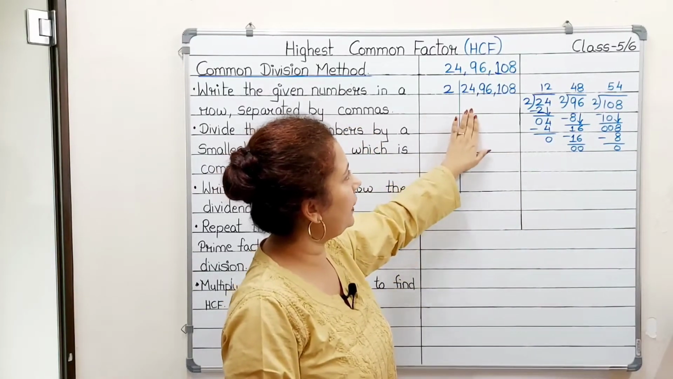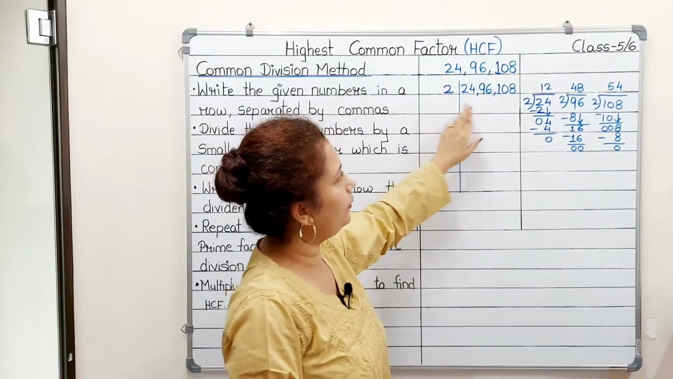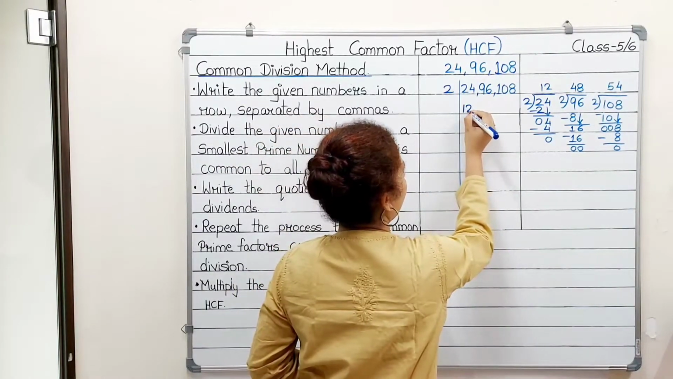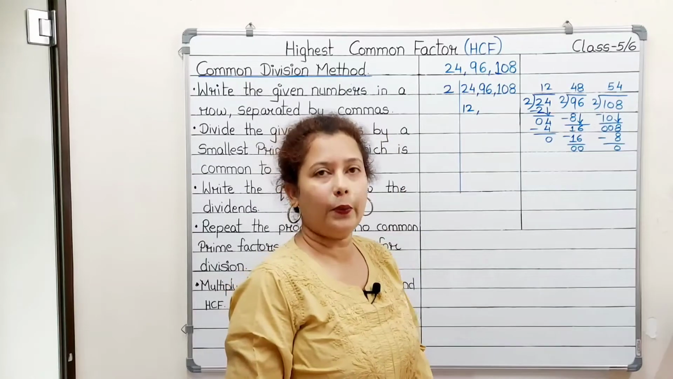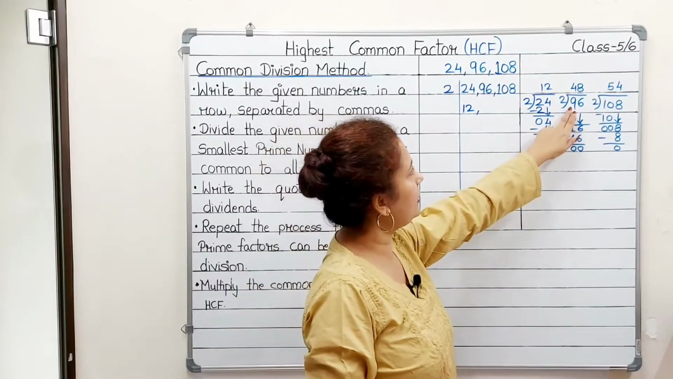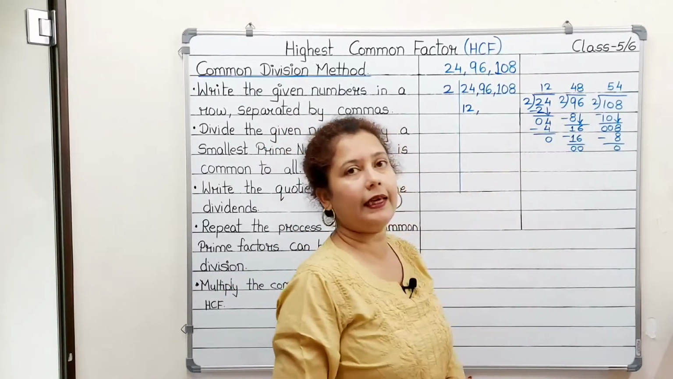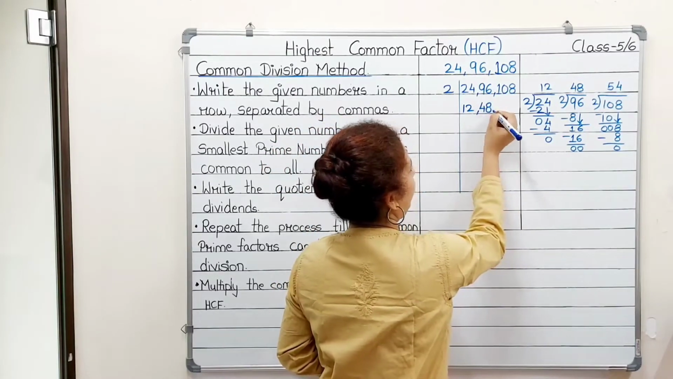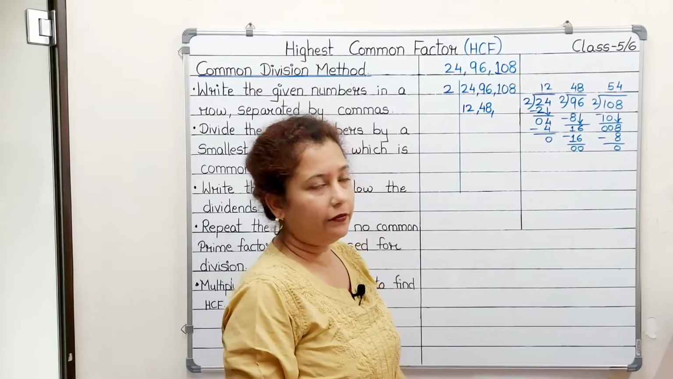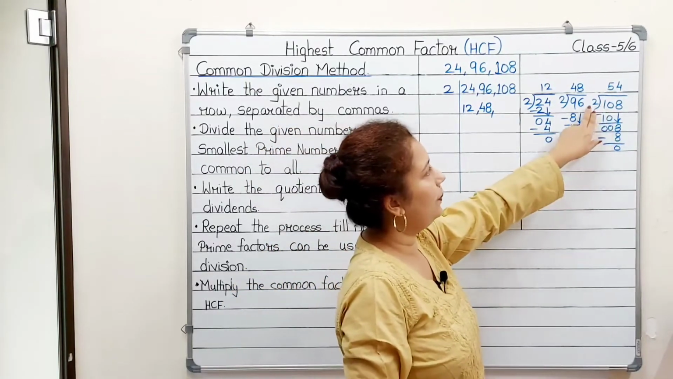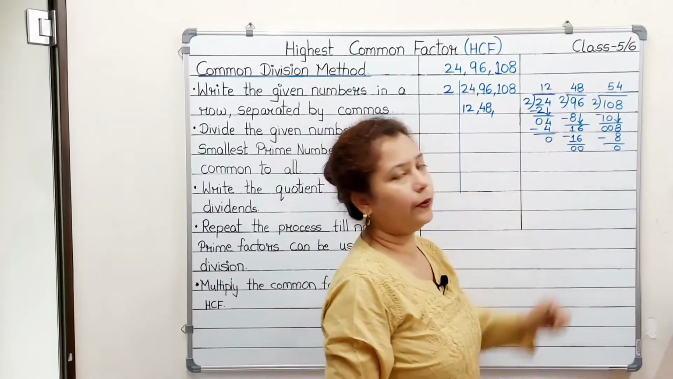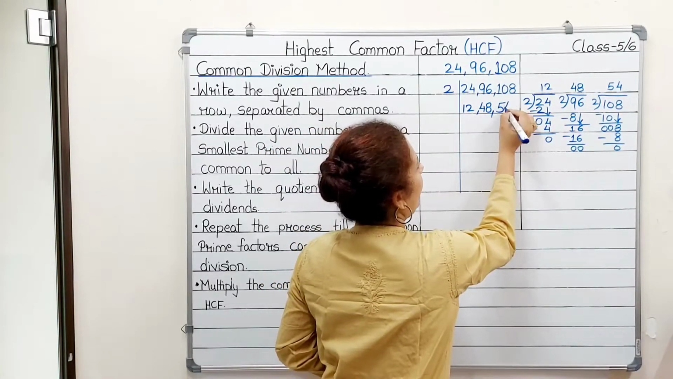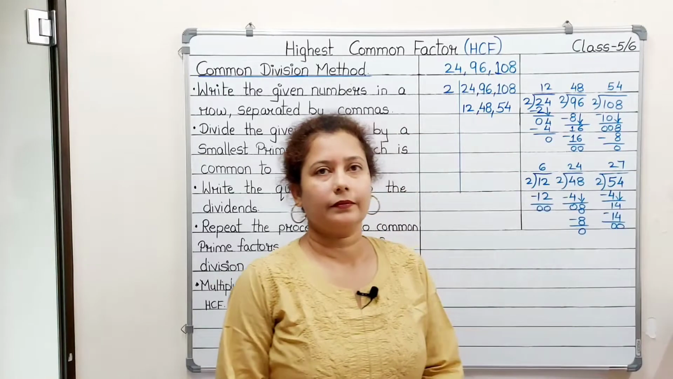So here when we divide 24 by 2, we get 12 as a quotient. So we will write 12 below 24. When we divide 96 by 2, we get 48 as a quotient. So we will write 48 below 96. When we divide 108 by 2, we get 54 as a quotient. So we will write 54 below 108.